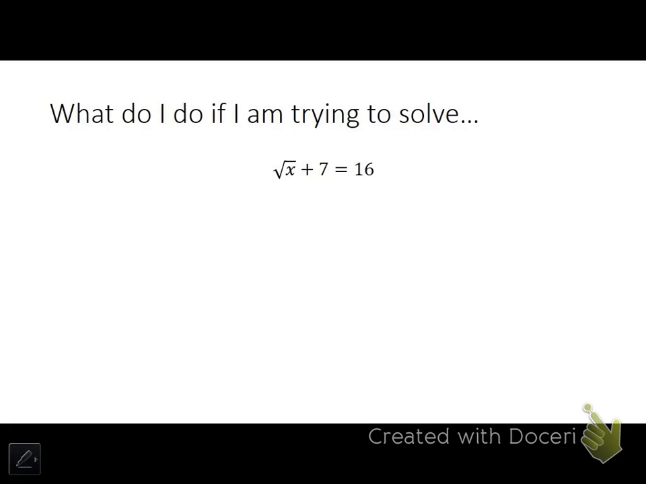Okay, so I'm going to try to solve this. That means I want it to be x equals something. To get x by itself, I'm going to subtract 7 first. So I'm going to get square root of x equals 16 minus 7, which is 9.